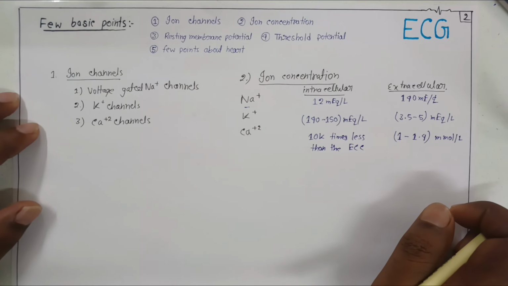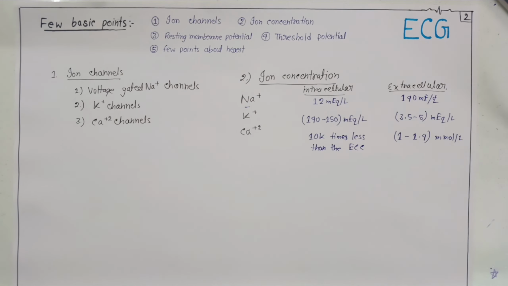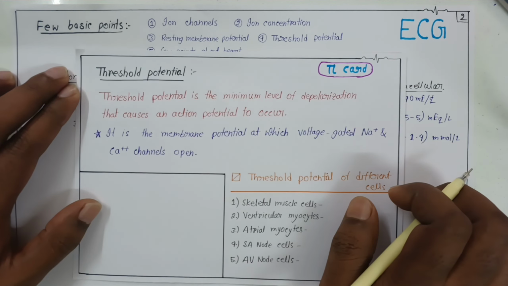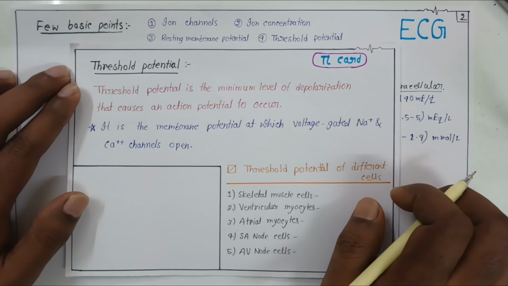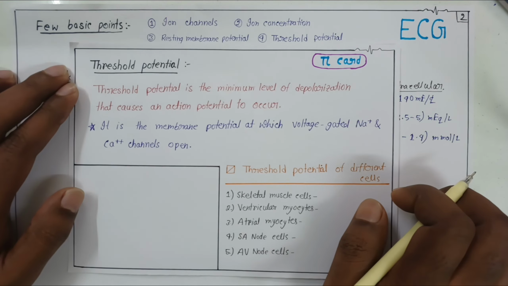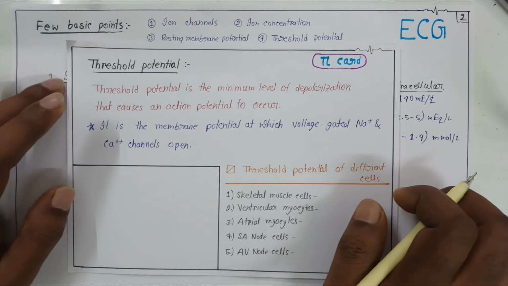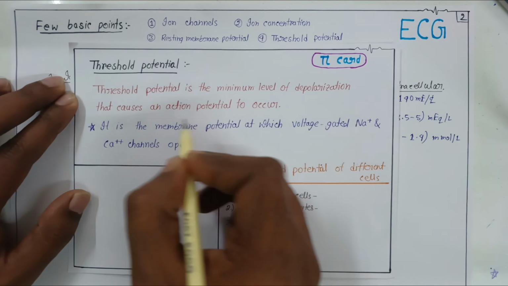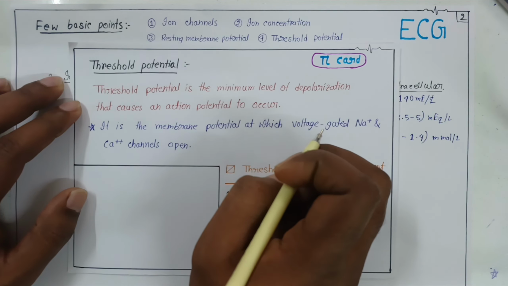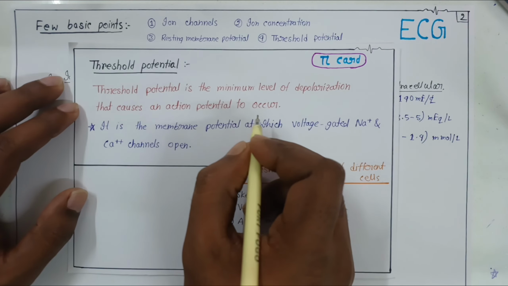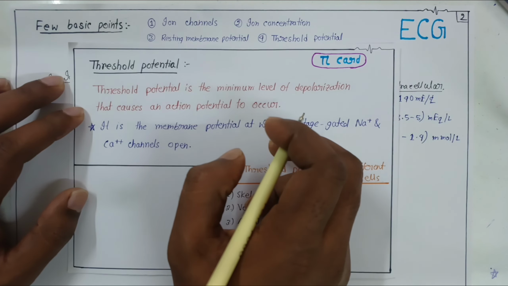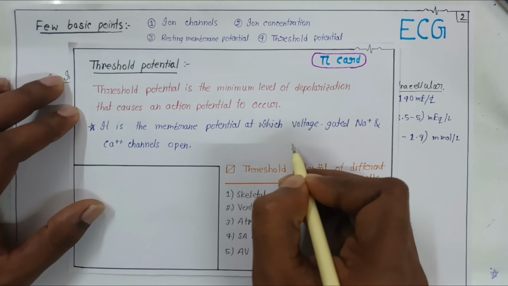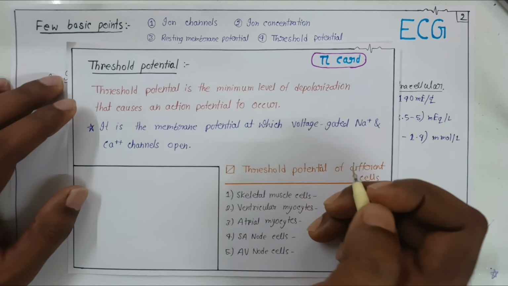Now we are going to discuss the threshold potential. I am taking help of a pie chart of threshold potential. So what is threshold potential? Threshold potential is the minimum level of depolarization that causes an action potential to occur. That means if a cell reaches its threshold potential, it can exhibit action potential. So it is the membrane potential at which voltage gated sodium and calcium channels are open.